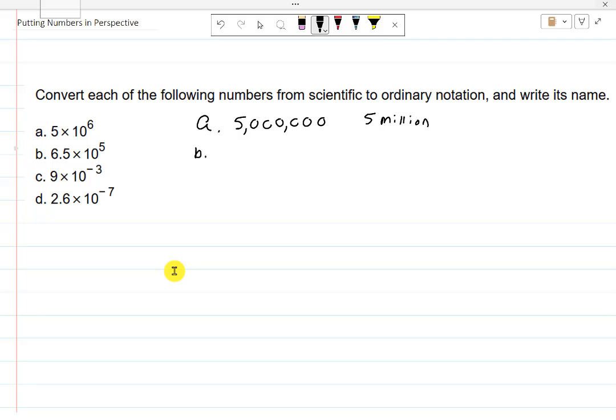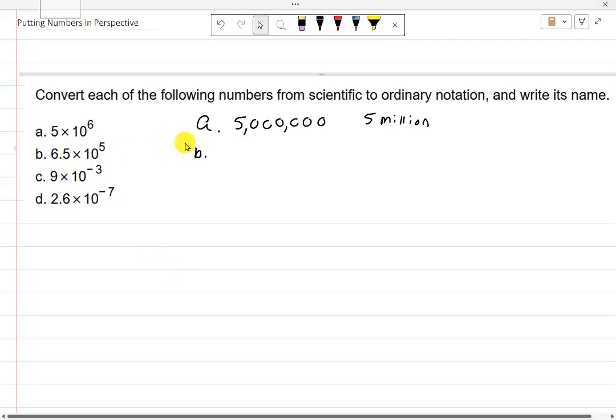For part B, now when you have a decimal here, on the part A, we could have thought of the decimal as 0.0. So I could have thought of part A as 5.0 times 10 to the 6th. That means that if the 0 were right behind the 5, I would move it 6 places to the right, and that's why you get the 6 zeros. Here it's a little more cumbersome.